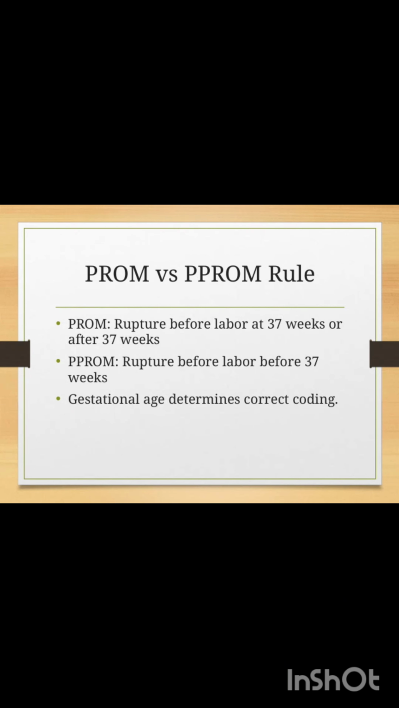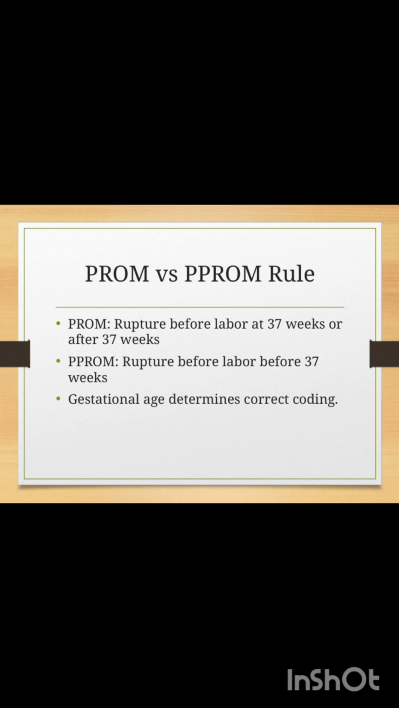Let's take a closer look at PROM and PPROM, as understanding these distinctions is key for accurate coding and patient care. PROM, or premature rupture of membranes, refers to a rupture that happens before labor starts, but specifically at or after 37 weeks of pregnancy. On the other hand, PPROM, which stands for preterm premature rupture of membranes, occurs when the membranes rupture before labor begins and before 37 weeks. The critical factor here is gestational age, as it determines the correct coding for each condition.